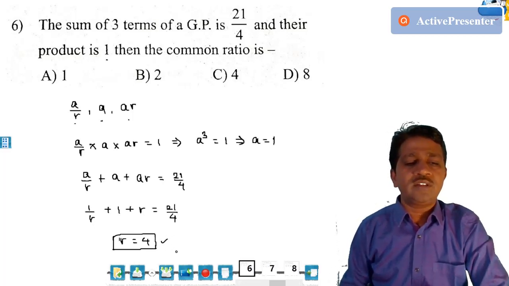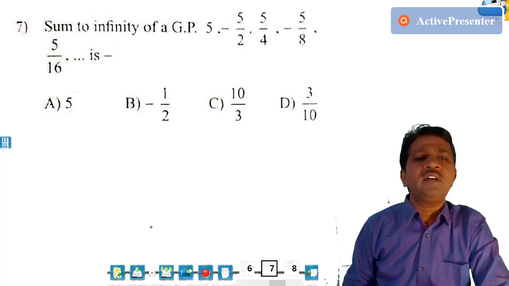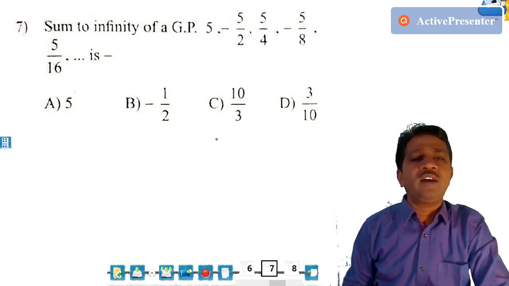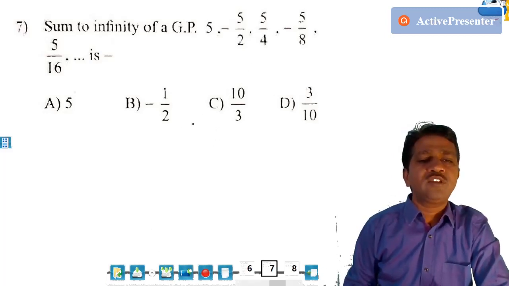So here, by using trial and error, I have found that R equals 4 is the correct answer. Okay, let us see now the seventh example. It is a very easy question. We have to find the sum to infinity terms of a GP.